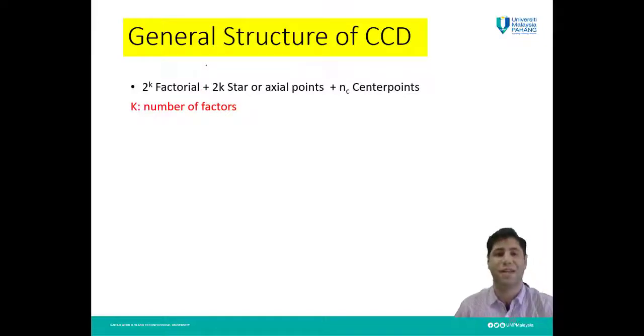What is the general structure of a CCD design, or central composite design? Usually in this design of experiment, we have factorial, axial point, and center point. And we need to have 2^k factorial points, where k is the number of factors, 2k star or axial points, and n3 as the center points of that.